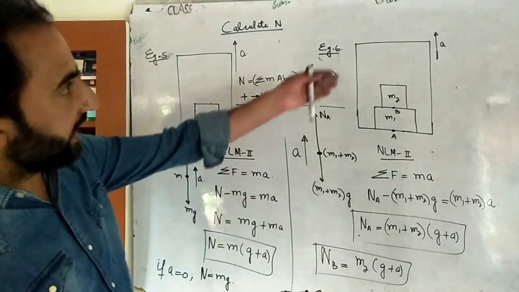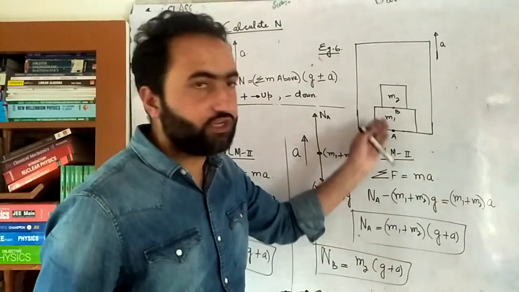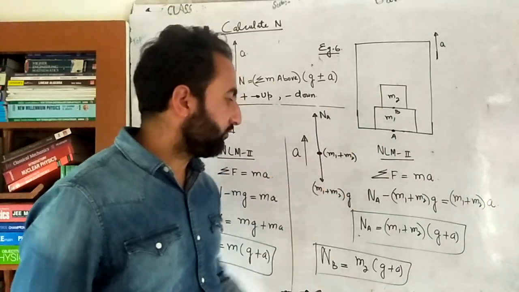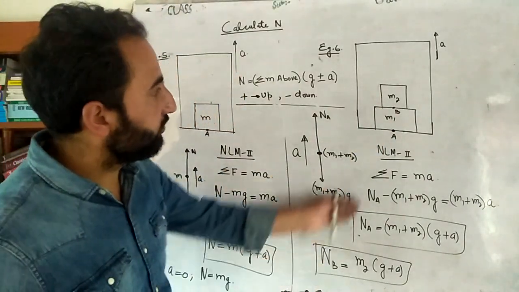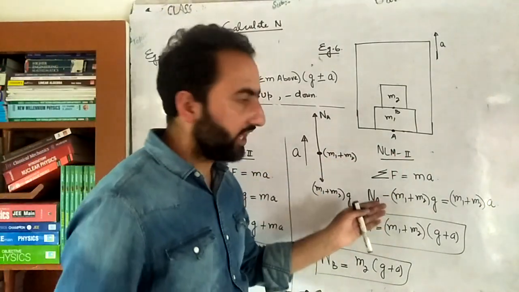Okay, you can again see that if acceleration becomes equal to 0, then this becomes (m1 plus m2) multiplied by g, as expected, that it's contributed by the mass above. And here as well, contributed by the mass above. So then the normal reaction at the point B will be equal to how much? m2 multiplied by (g plus a).